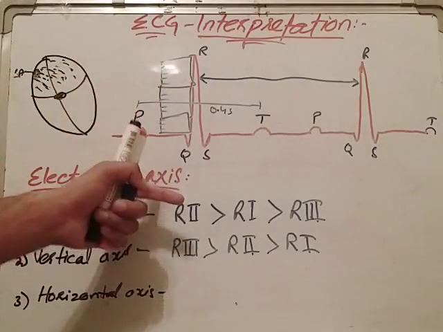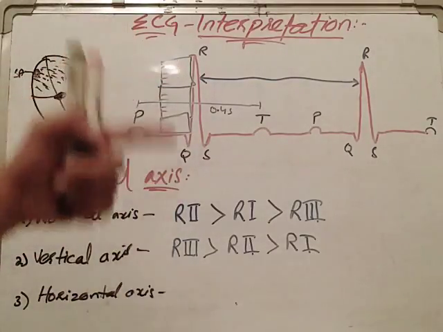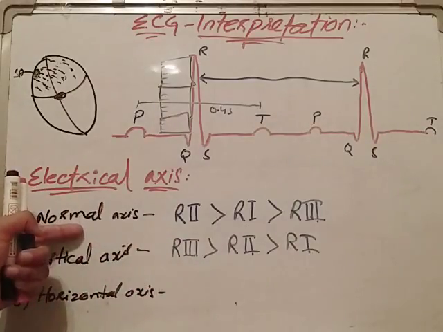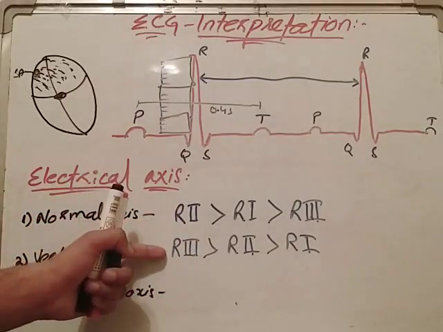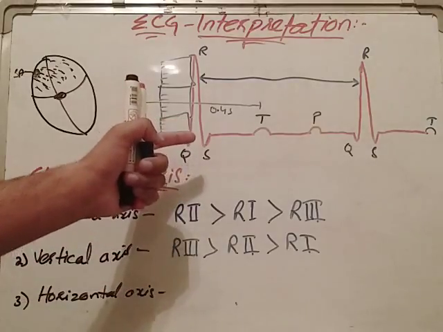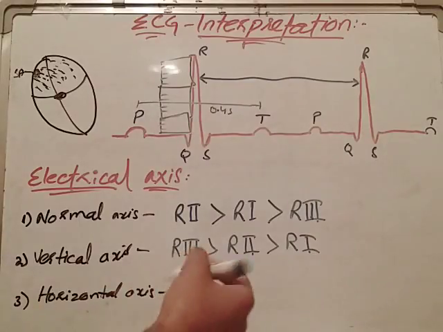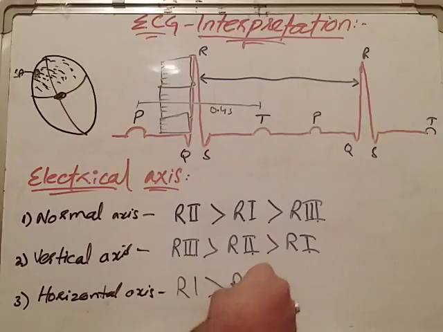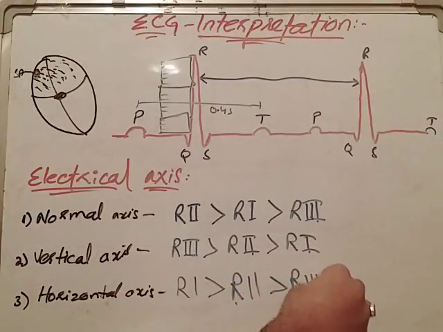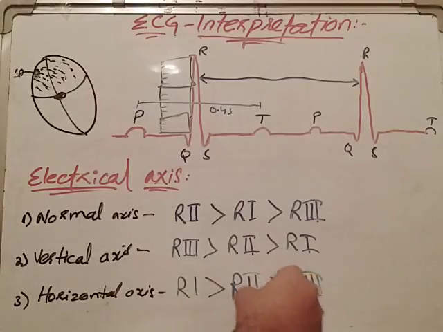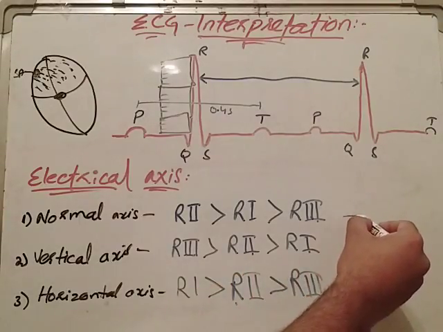If R2 is greater than R1 and R1 is greater than R3, then we can say that the person is normosthenic. If R3 is greater than R2 and R2 is greater than R1, then the person is asthenic and his heart is vertically oriented. If R1 is greater than R2 and R2 is greater than R3, then we consider the person hypersthenic.